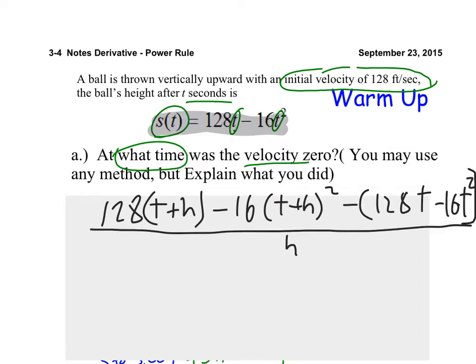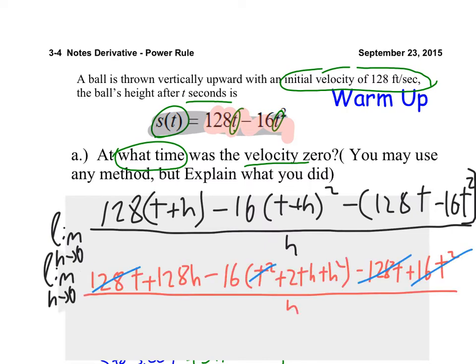So it gives us an option to do it with any method. I went ahead and just did it the first method that we kind of learned. Of course, if you know the power method, we know what this answer is going to be. It's going to be 128 minus 32t. But you know my relationship with limits. I love them. Anyways, let's go ahead and do it this way.